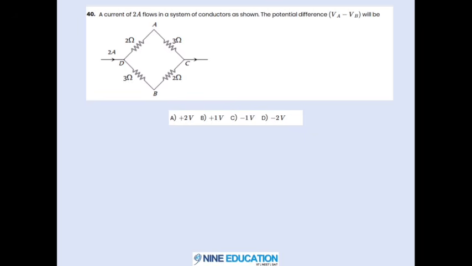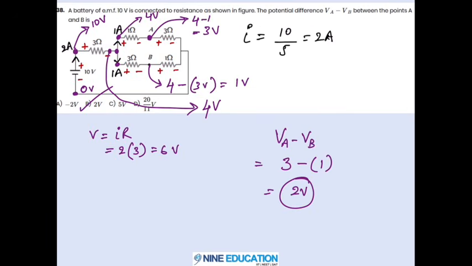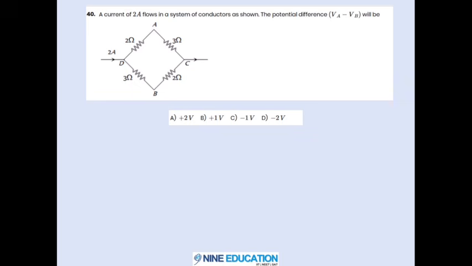40th question. A current of 2 amperes flows in a system of conductors as shown. The potential difference VA minus VB. See, if you understood this question, then this is kind of similar question to that. So let me quickly solve. I'll not spend as much time as I've spent in the previous question.